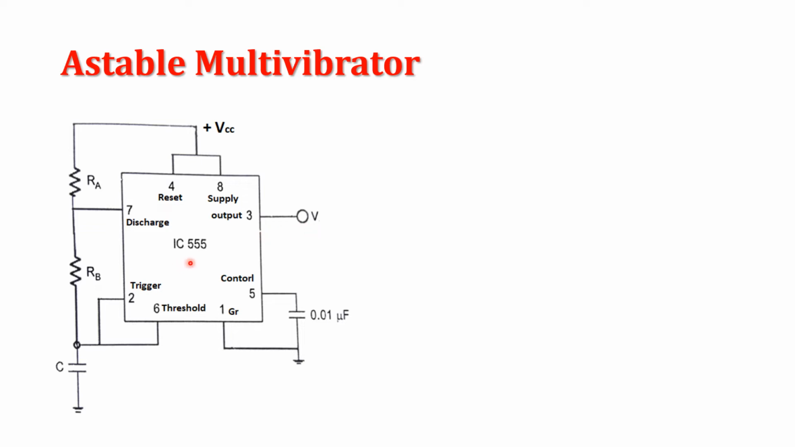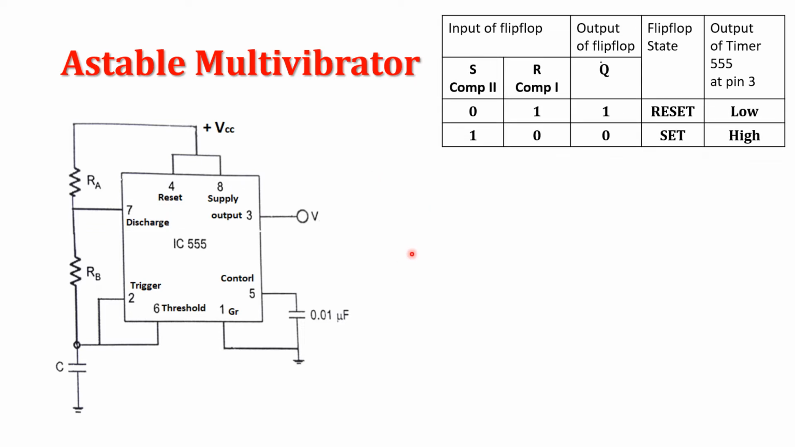Now, what is the actual working of IC555 that we discussed earlier? We again repeat in short how it works and what is the output of an astable multivibrator, how it becomes a free running multivibrator, that we are explaining here. As we explained earlier, IC555 has two comparators. The lower comparator we call comparator 2 and the upper comparator we call comparator 1.